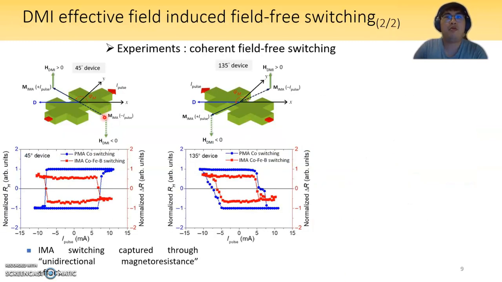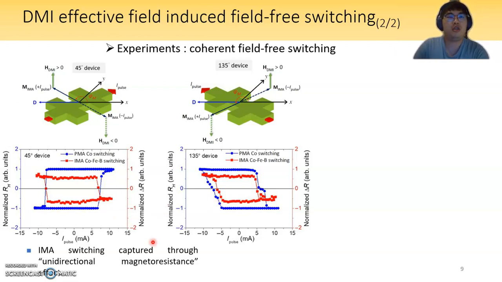So for both 45 and 135-degree devices, we perform current-induced magnetization switching measurements. And their PMA field-free deterministic switching is achieved, as shown in the blue data here. We observe that not only is their switching deterministic, their polarity is exactly opposite. So it agrees with our prediction very well.